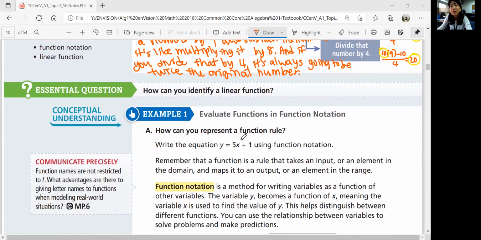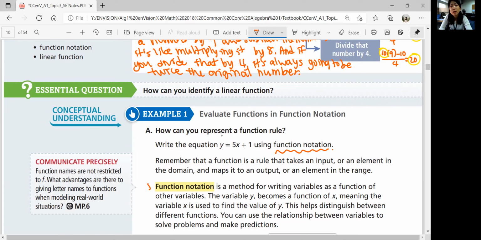Okay, this is an equation of a line, right? You've learned equations of different forms of linear equations. You already know how to write the equation. But what's a function notation? Okay, function notation.